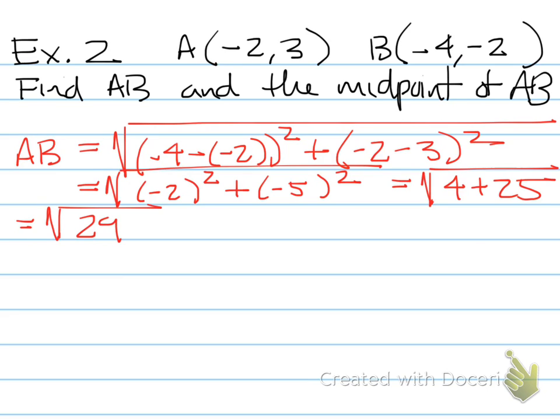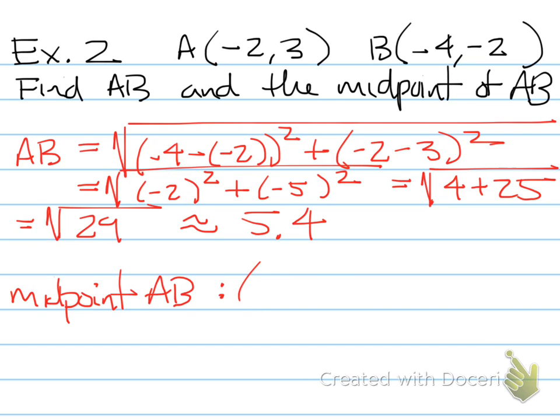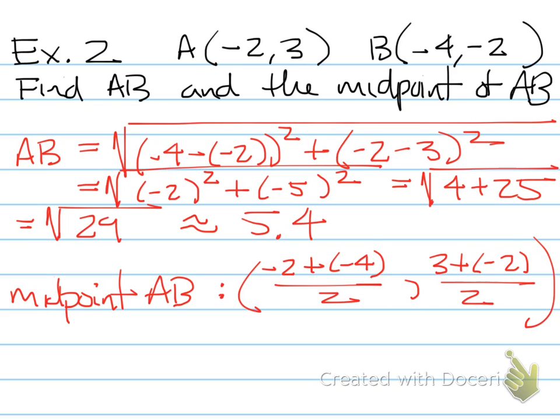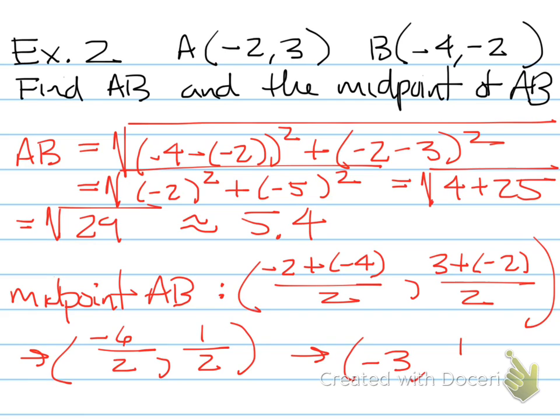If you were told to approximate that measure to the tenths place, you would just take the square root of 29 and you would get approximately 5.4. And then to find the coordinate of the midpoint, you would add the x coordinates, divide by 2, add the y coordinates, divide by 2. -2 plus -4 is -6. 3 plus -2 is 1. -6 divided by 2, we can simplify to -3.